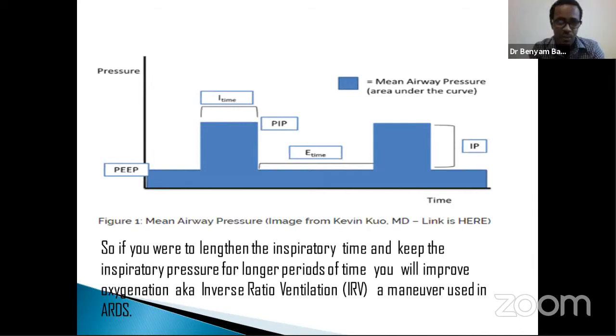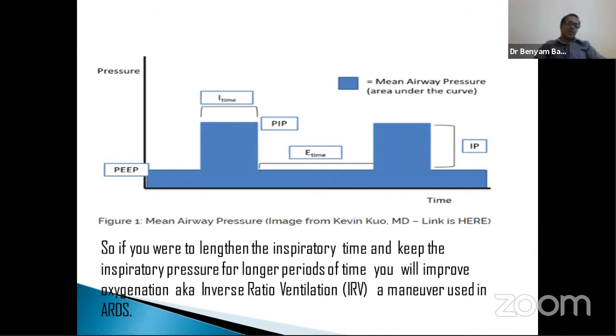Wonderful. What else could we do? We increase the I time, the inspiratory time. As I increase the inspiratory time, this graph will have a larger blue area, so the mean airway pressure will be increased. So indirectly, I'm increasing the oxygenation.